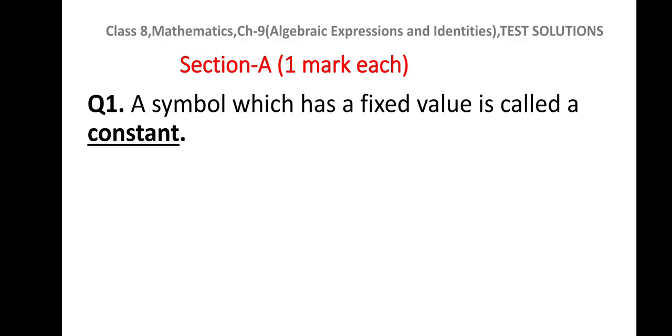I hope this all you know. A symbol which can be given various numerical values, what do we call that symbol? It is called a variable. But a symbol which has a fixed value is called a constant.